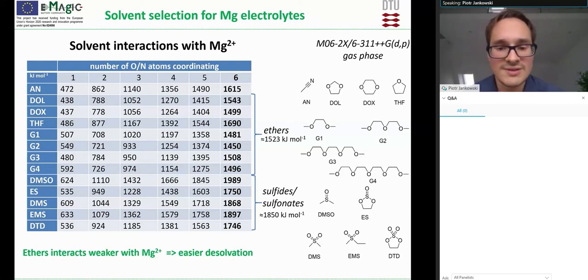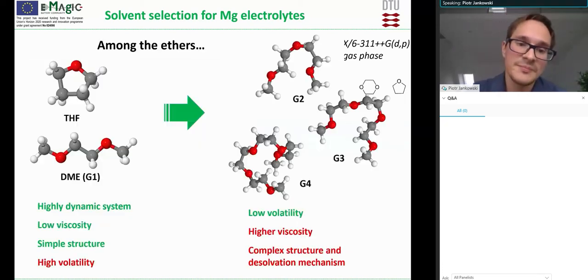And what we notice is that from the solvents that we screened, only ethers provide a middle strength of interaction. So only these solvents will provide easier desolvation. So we went into more detail on the glymes.